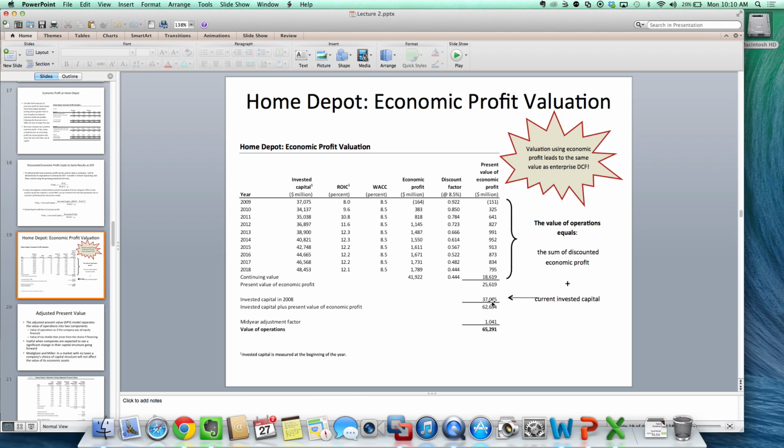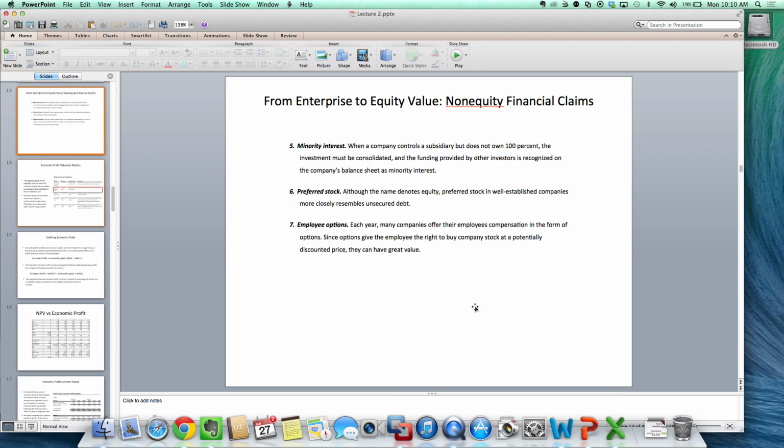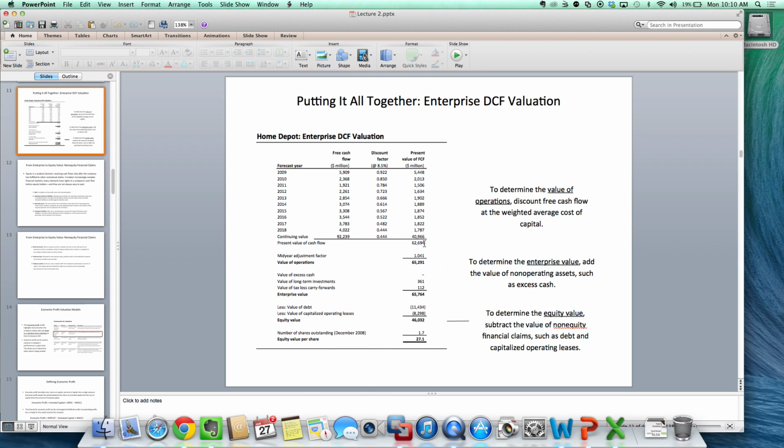We add it to the original invested capital that the firm started with. We get the overall operating value of the firm, 62,694. That number should sound slightly familiar because the 62,694 operating value, calculated using the economic profit method, exactly equals the 62,694 calculated using the DCF method. Everything else below is the same. But what's key is how we calculate the operating value. And that's what I'm saying.